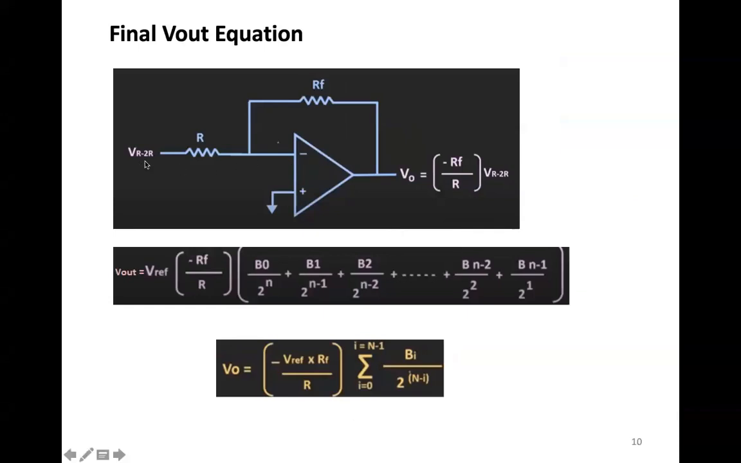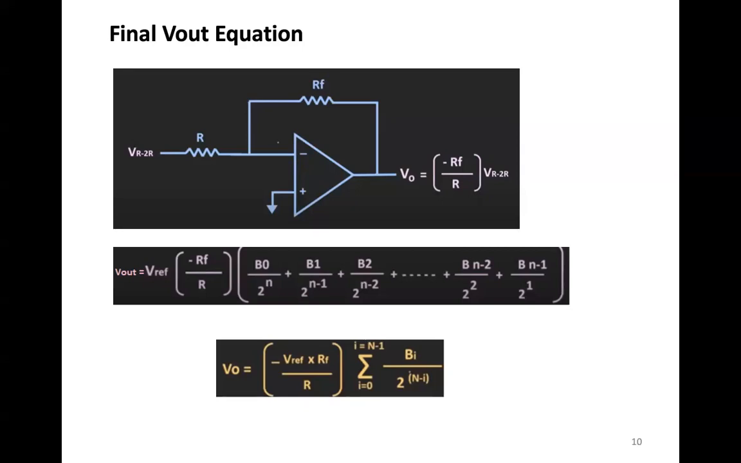So I have VR, and this value gets into our op-amp, and output is nothing but minus RF by R. Why is it minus? Can someone tell me? Why is it minus? We've been learning this since day one.